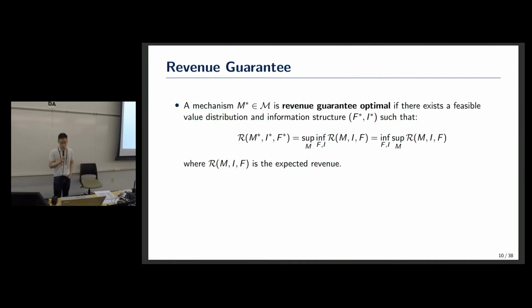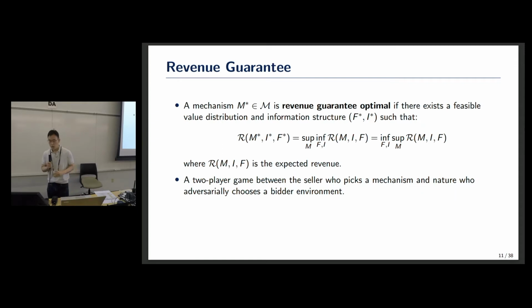In order to say whether a mechanism is robust or not, we're going to talk about the revenue guarantee, which is the worst case expected revenue. That is, for any fixed mechanism, you take the expected revenue, and take the worst case over all feasible value distributions and all information structures. And we want to find the mechanism that achieves the highest such worst case expected revenue, which is solving for a saddle point. As mentioned before, this can be modeled as a two-player game between the seller who picks a mechanism and nature who adversarially chooses a bidder environment.